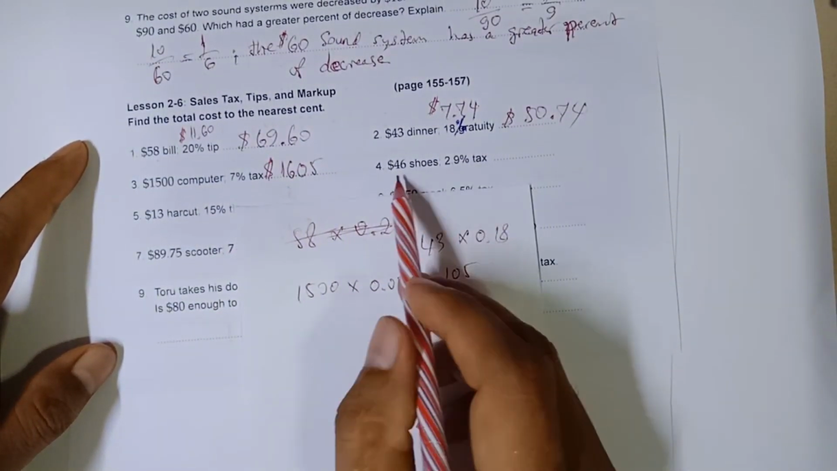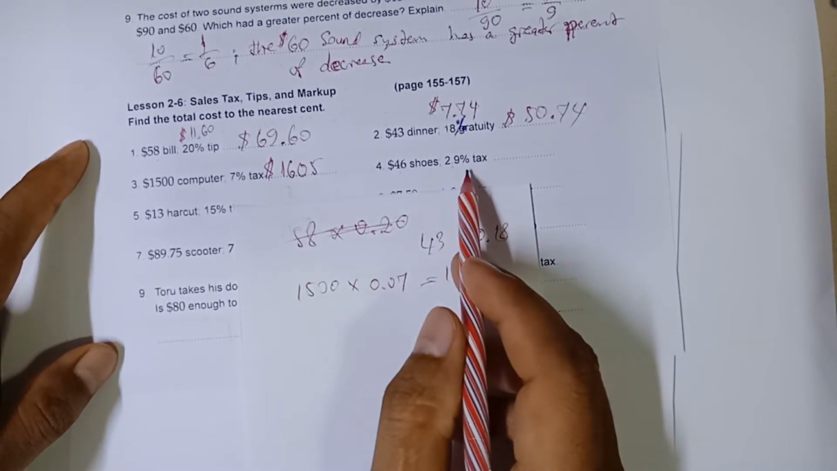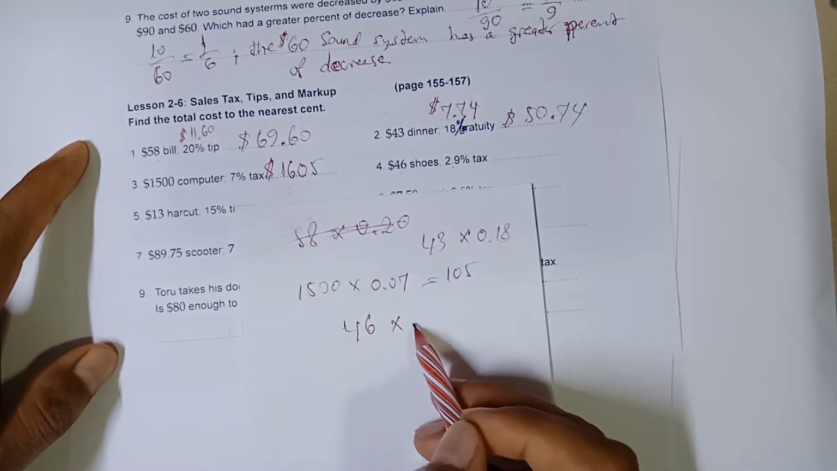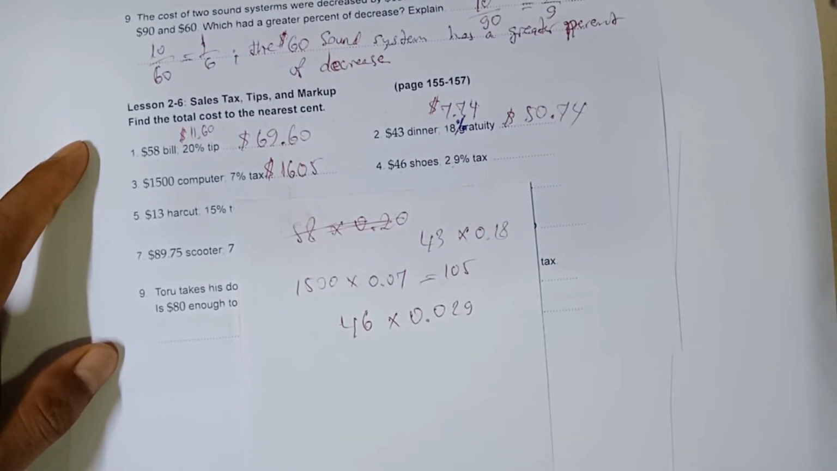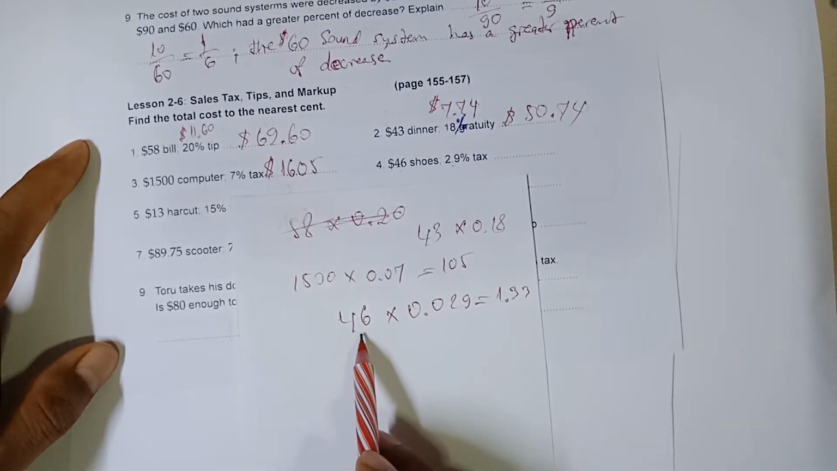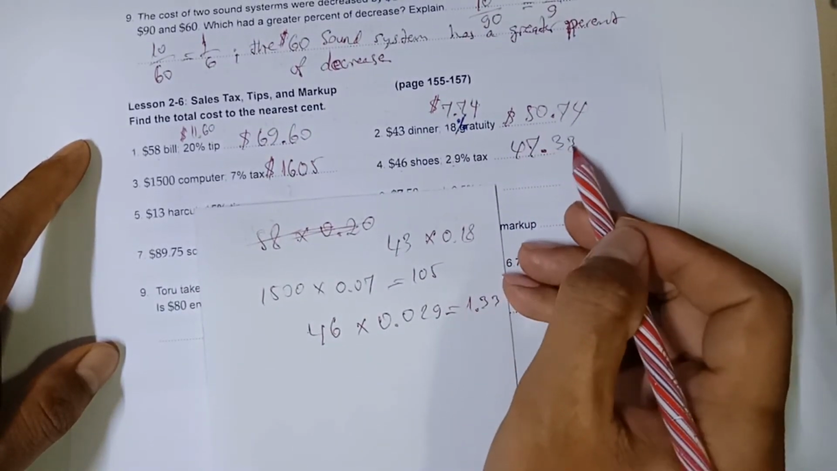Now for shoes, you pay 46 for shoes and 2.9% of the price for tax. Let's find the tax in dollars first. 46 multiplied by 0.029 gives you 1.33. You have this $1.33, and you plus it with 46, which gives you $47.33.